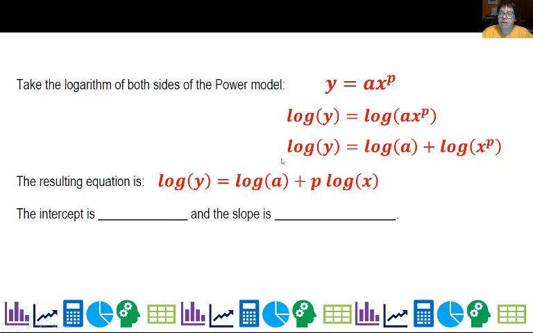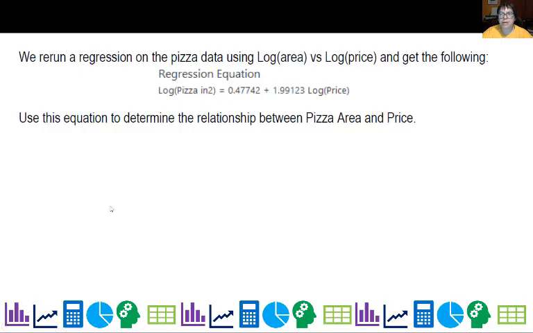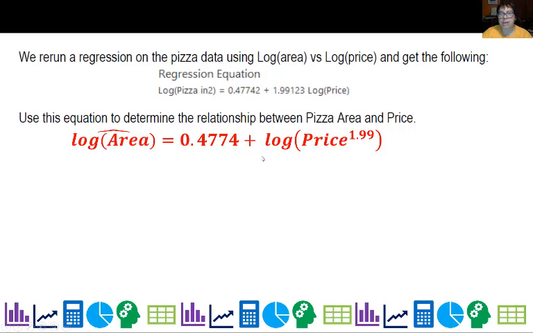So log of a is just a constant, and that would be your intercept. Log of x, well, that's our new variable, and p would be the slope, and log of y would be our new response variable. Now we reran the regression on the pizza data using the logarithm of area and the logarithm of price. So let's see if we can work backwards and see what the actual relationship is. So I have log of area equals this plus 1.99 times the log of price right there.